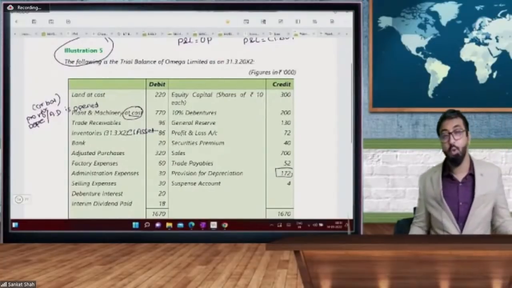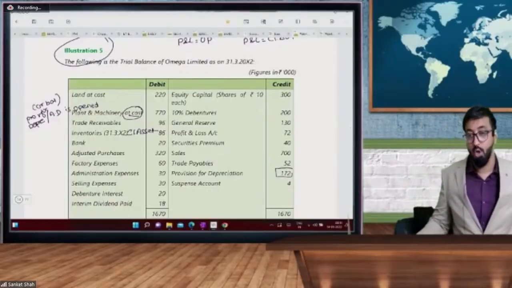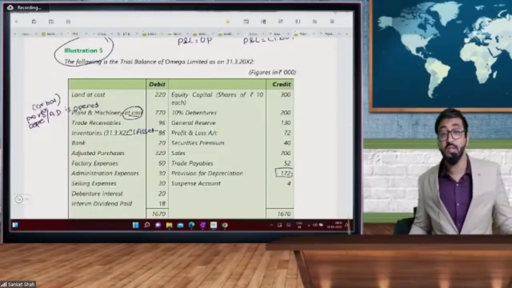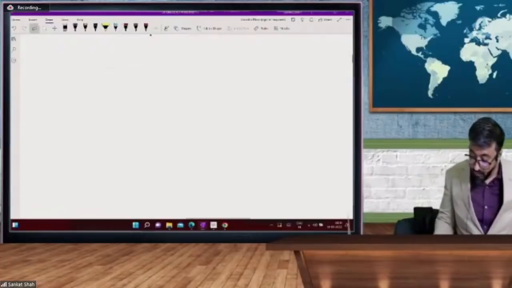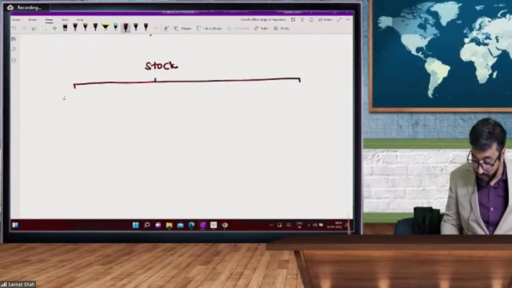Now, normally in trial balance, in 11-12 standard we are given opening stock. But here, closing stock is given. What is given? Closing stock. So see, I am giving you options for stock. Understand it. Normal option, normally.